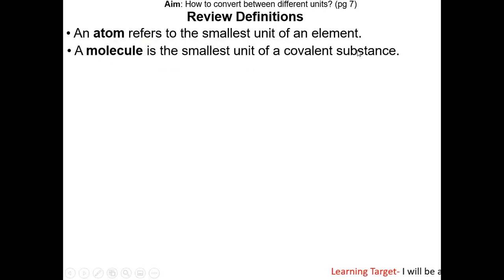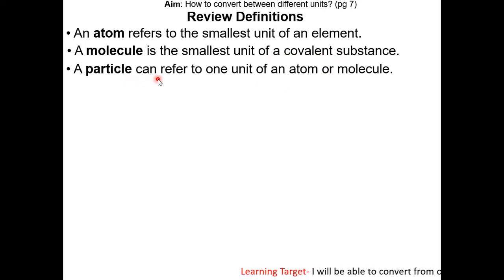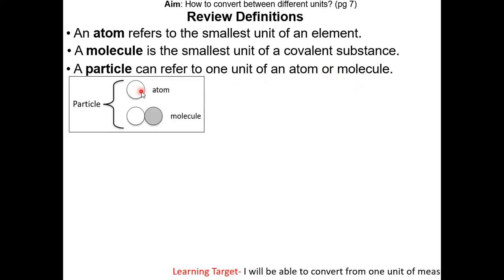An atom refers to the smallest unit of an element. A molecule is the smallest unit of a covalent substance. I'll discuss what covalent means in the future. A particle can refer to one unit of an atom or molecule. So in this picture, both the atom and the molecule are considered a particle. This is one particle and this is one particle. This is considered one particle, not two, because these two elements are bonding.